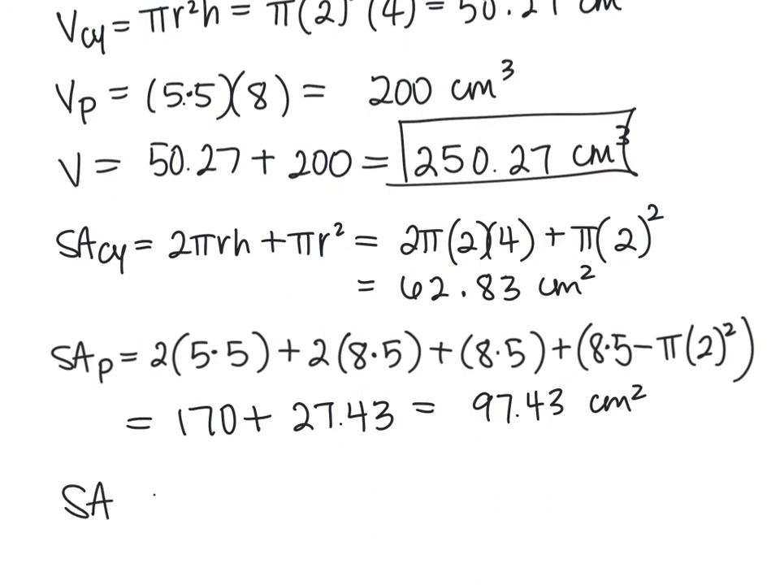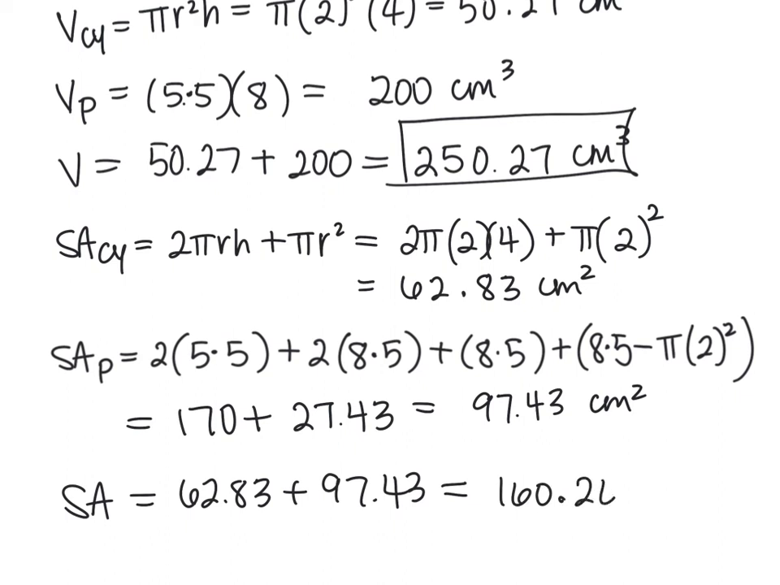So that means our total surface area is the 62.83 plus the 97.43 and we get 160.26 centimeters squared.